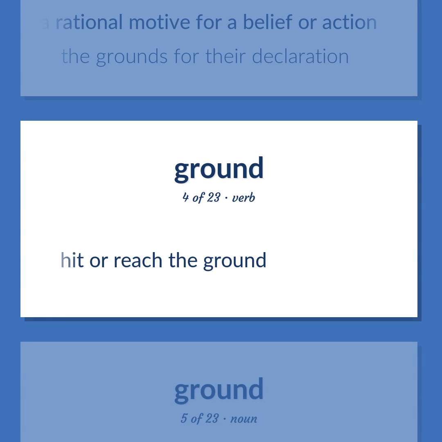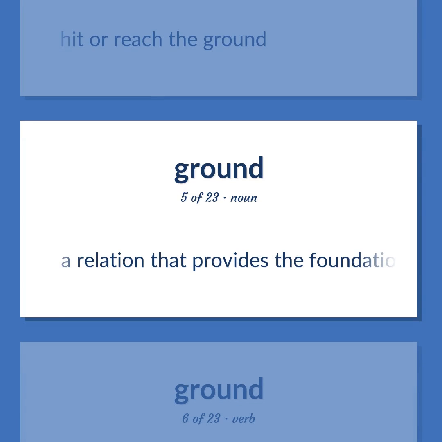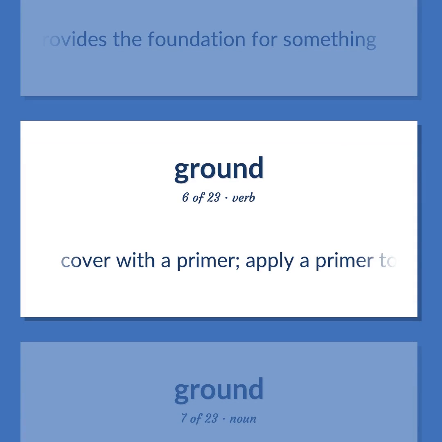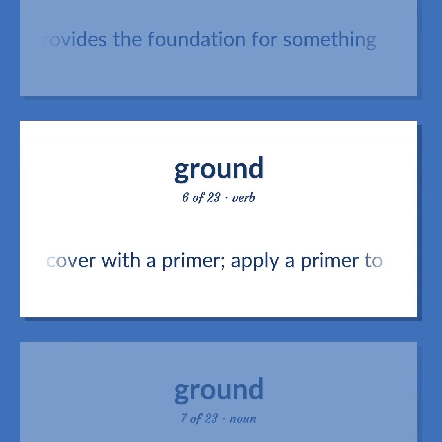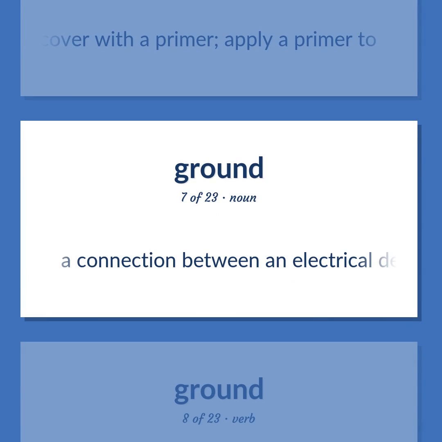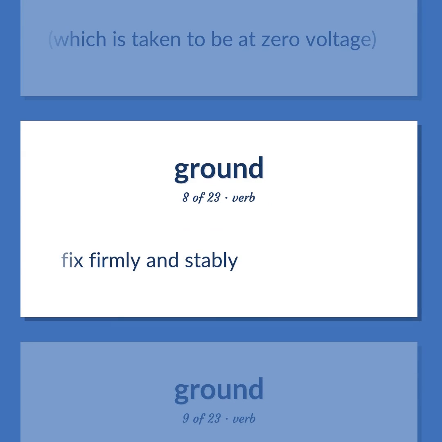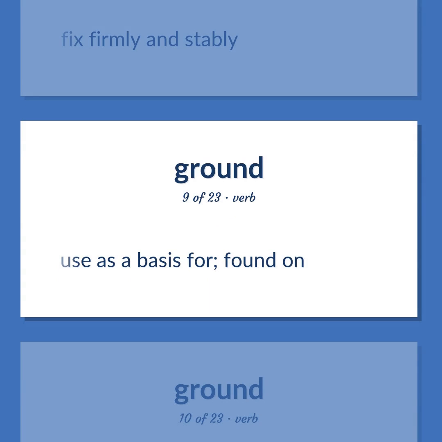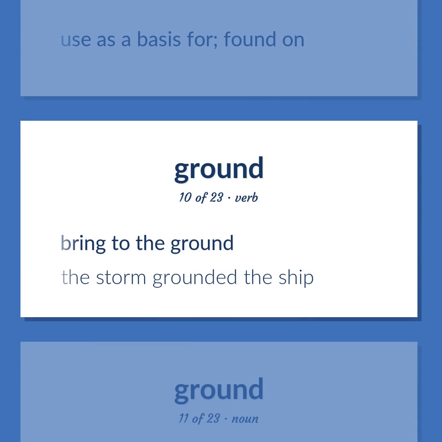Hit or reach the ground. A relation that provides the foundation for something. Cover with a primer. Apply a primer to. A connection between an electrical device and a large conducting body, such as the Earth, which is taken to be at zero voltage. Fix firmly and stably. Use as a basis for, found on. Bring to the ground. The storm grounded the ship.